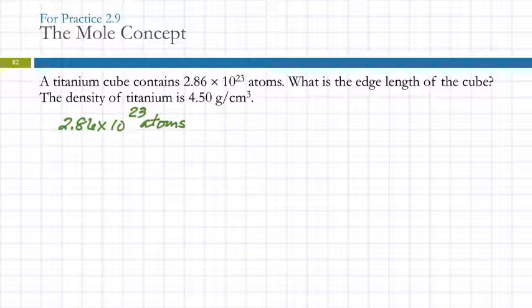And atoms of what? Titanium. So that's Ti. And we're also given another number here, 4.50 grams per cubic centimeter. It's written on one line with a slash because that's easier to type into the computer. Your mind tends to not understand that that's a fraction.